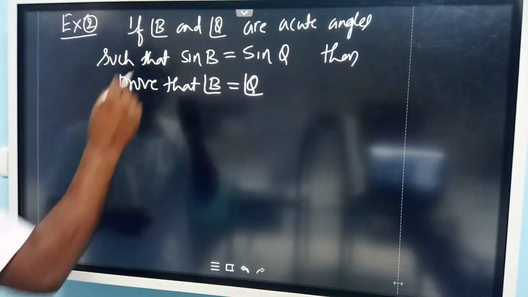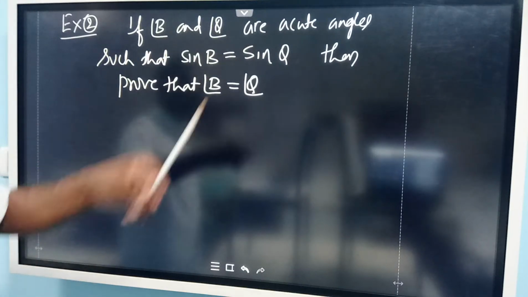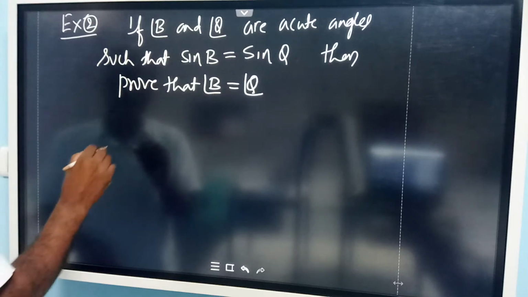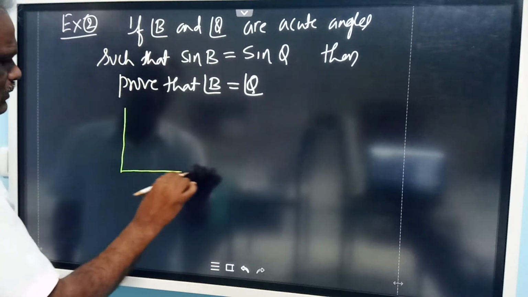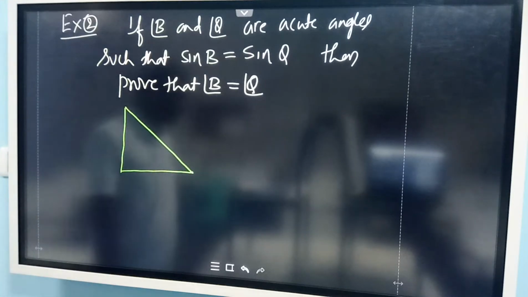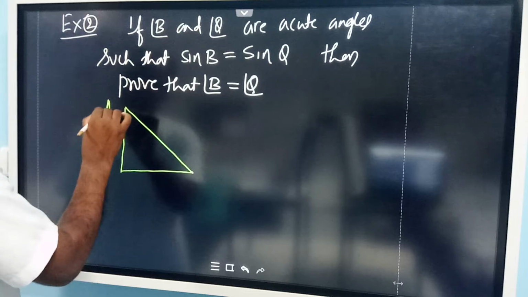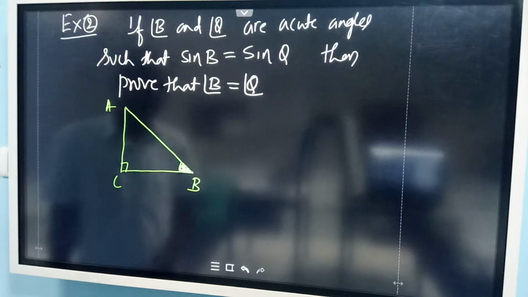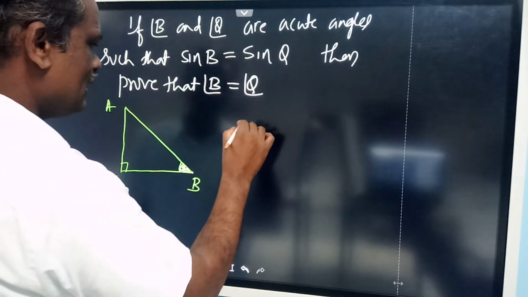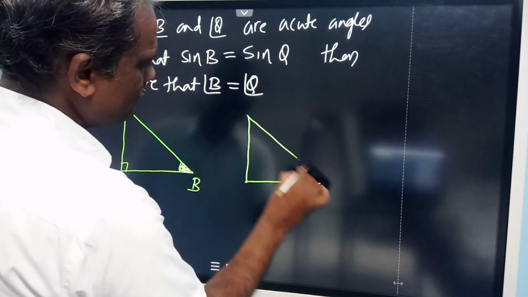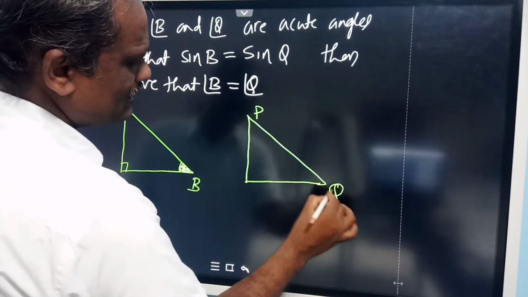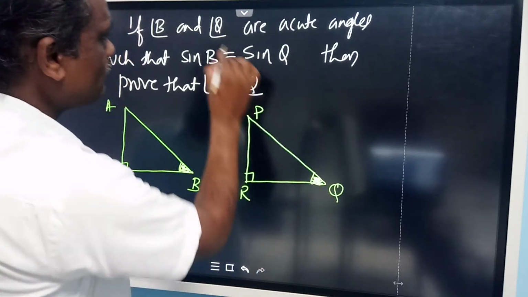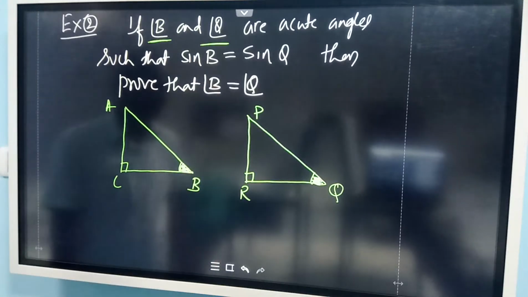Given question: if B and Q are two acute angles such that sin B is equal to sin Q, you have to draw two triangles here. One is triangle ABC. Here B is acute angle, so therefore I will write A, B, C like this. Then another one, Q is acute angle. Let me write another right triangle PQR. So you can write here P, this Q, and this is R. So this is 90 degree, and this will be an acute angle. So B and Q are acute angles.